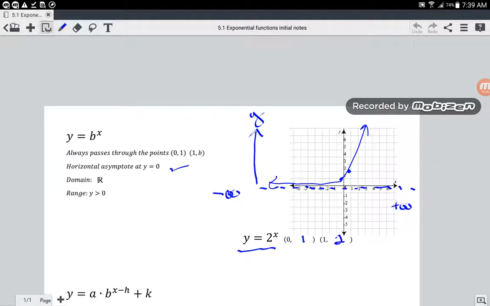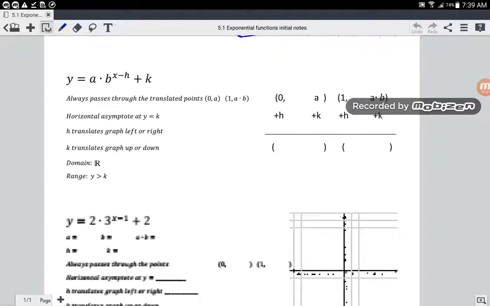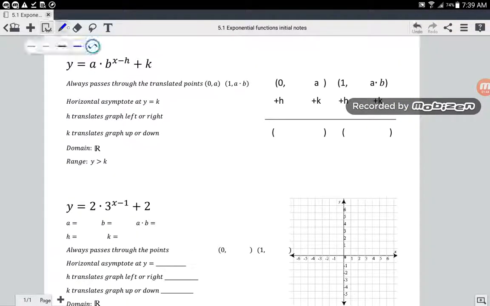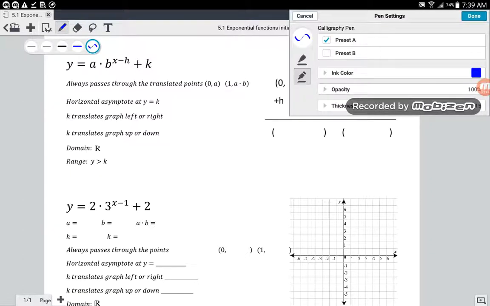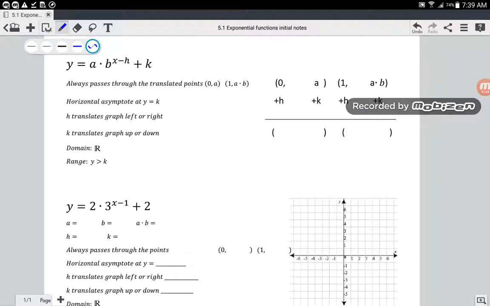But we're going to be doing graphs that actually are transformed. They're going to be moved around left, right, up, down, and that's going to happen based on h and k. Since h is with x, h is going to affect the x direction, opposite of the sign. K is what affects the y, the up or down, and that's where we keep the sign.